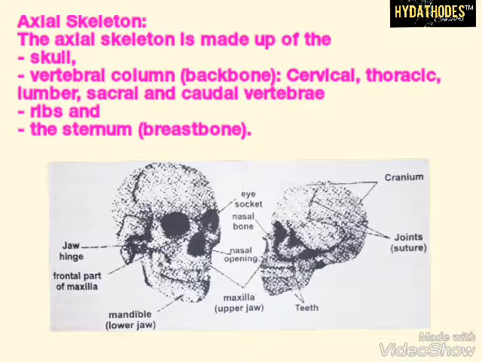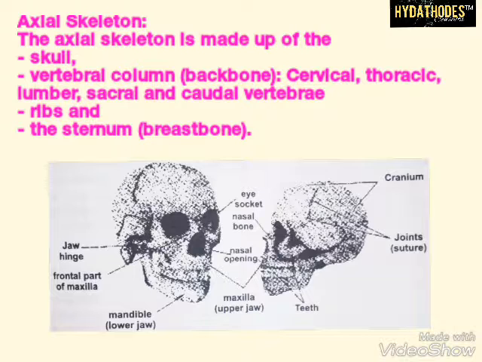The skull. The mammalian skull is made up of several flat bones which are joined together by means of joints called sutures. The 3 major parts of the skull are number 1, the cranium, 2, the facial skeleton, and 3, the jaws. The vertebral column.